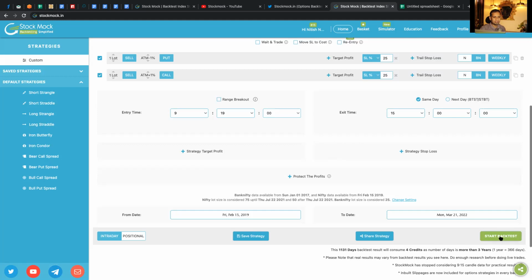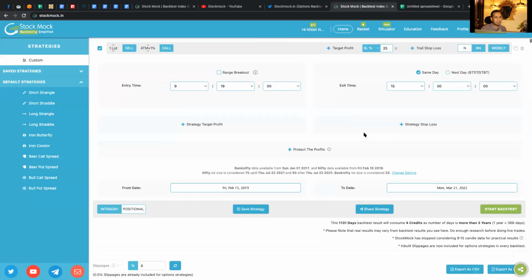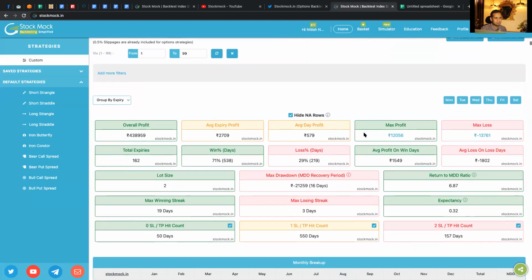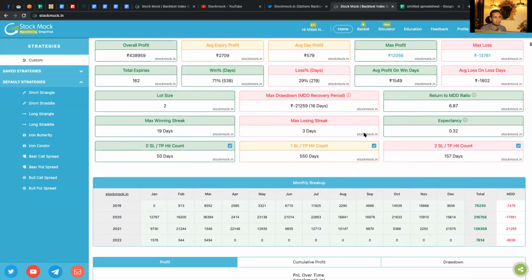Let's backtest for the last probably 3 years and 3 years plus. Let's see this in action. Minus 1% put plus 1% call with 25% SL. Let's see the results. So the results are, we are getting some 570 plus.